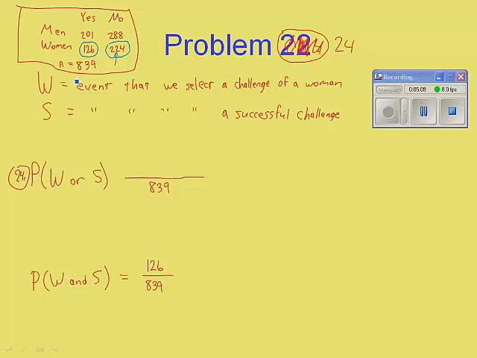And we're also going to include what? We're going to include, which one? Let's see. Probability of women or successful. What if a man makes a successful challenge? Are we including that in this problem? Yeah. Matter of fact, the only thing we're not including is when it's a man and unsuccessful. See that? So the answer you want, you would get by doing 201 plus 126 plus 224 over 839. That's what I mean by or. I mean either one of these happens.